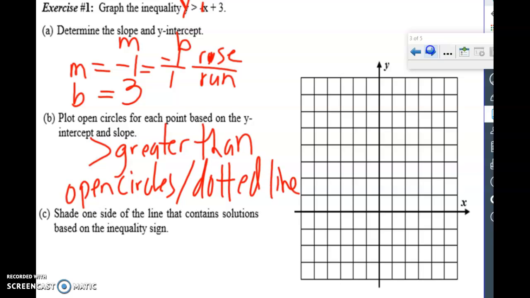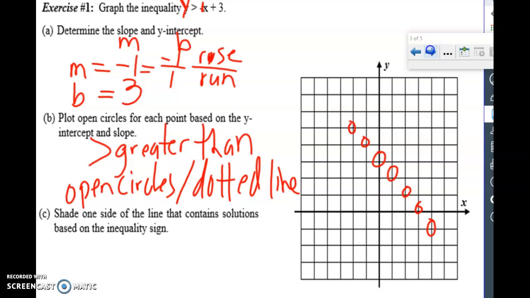So start at 3 on the y-axis. Remember, your y-intercept is your starting value, up 3. And now I'm going to rise 1, but -1, so down and right 1. Down 1, right 1, down 1, right 1, down 1, right 1.